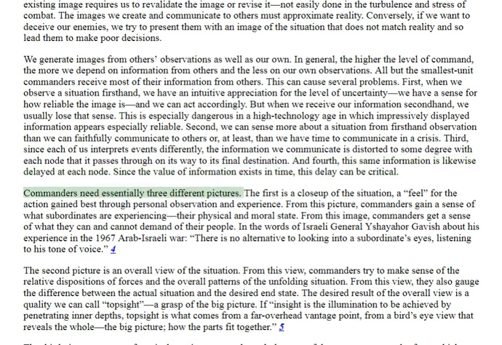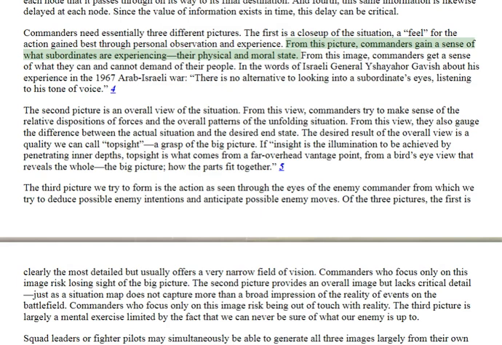Commanders need essentially three different pictures. The first is a close-up of the situation, a feel for the action gained best through personal observation and experience. From this picture, commanders gain a sense of what subordinates are experiencing, their physical and moral state. From this image, commanders get a sense of what they can and cannot demand of their people. In the words of Israeli General Avishai Ergavish about his experience in the 1967 Arab-Israeli War, there is no alternative to looking into a subordinate's eyes, listening to his tone of voice.